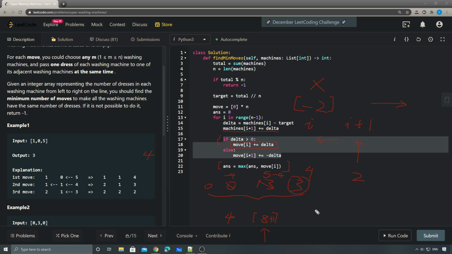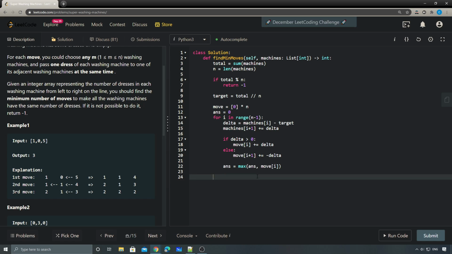Yeah, so I think, sorry, I haven't finished the coding yet. Let me finish that. I'm stopping at n minus 2 because we are going to do a move i plus 1 here, or machine i plus 1. So in the end, we also need to do another comparison with the last location. The last location is going to be machines minus 1, that's the last one, minus target. This is the delta for the last machine. And then we just add it on top of the move minus 1.